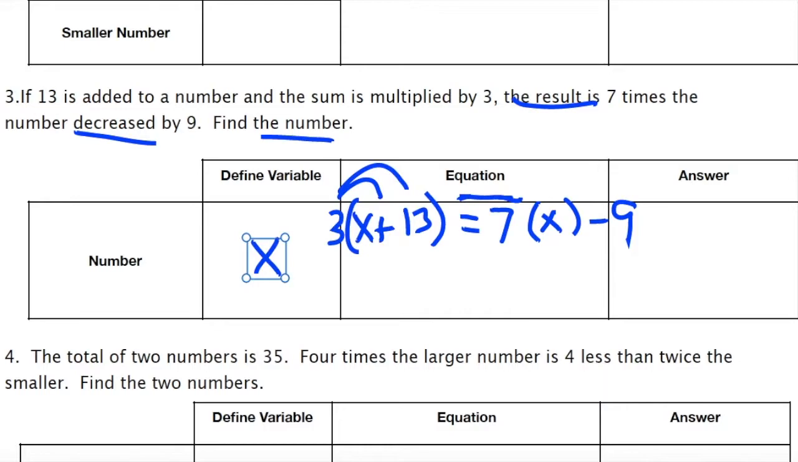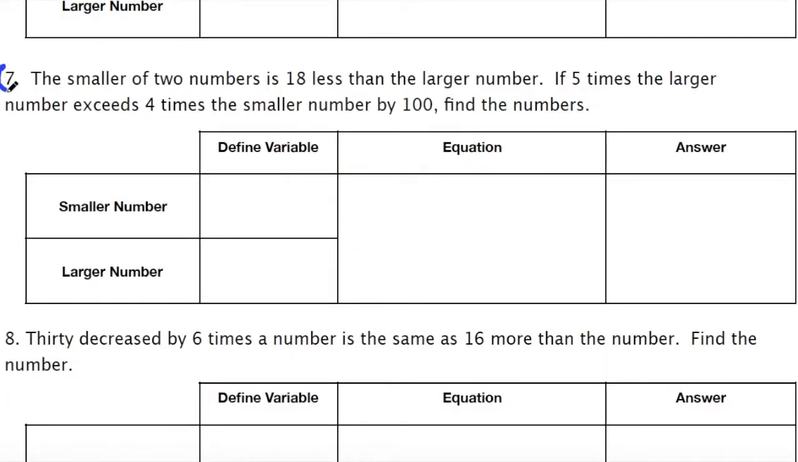Go ahead and use the distributive property and then get the variables to the same side to find out what that number is. The last one I'll work out for you is number 7. I will help you set it up and you can solve it.